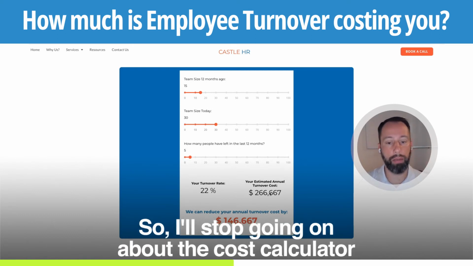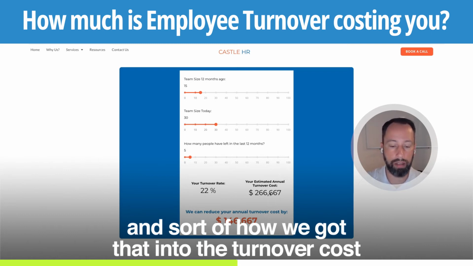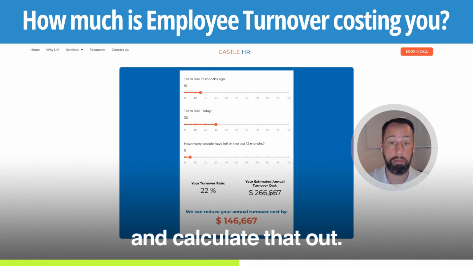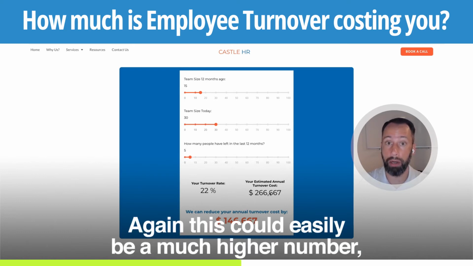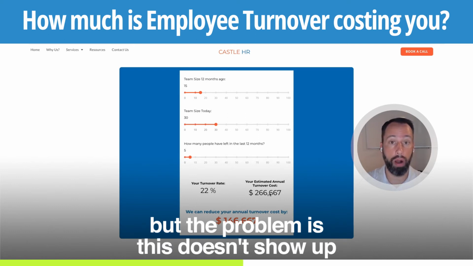I'll stop going on about the cost calculator and how we got to the turnover cost and calculated that out. Again, this could easily be a much higher number, but the problem is this doesn't show up on your balance sheet.